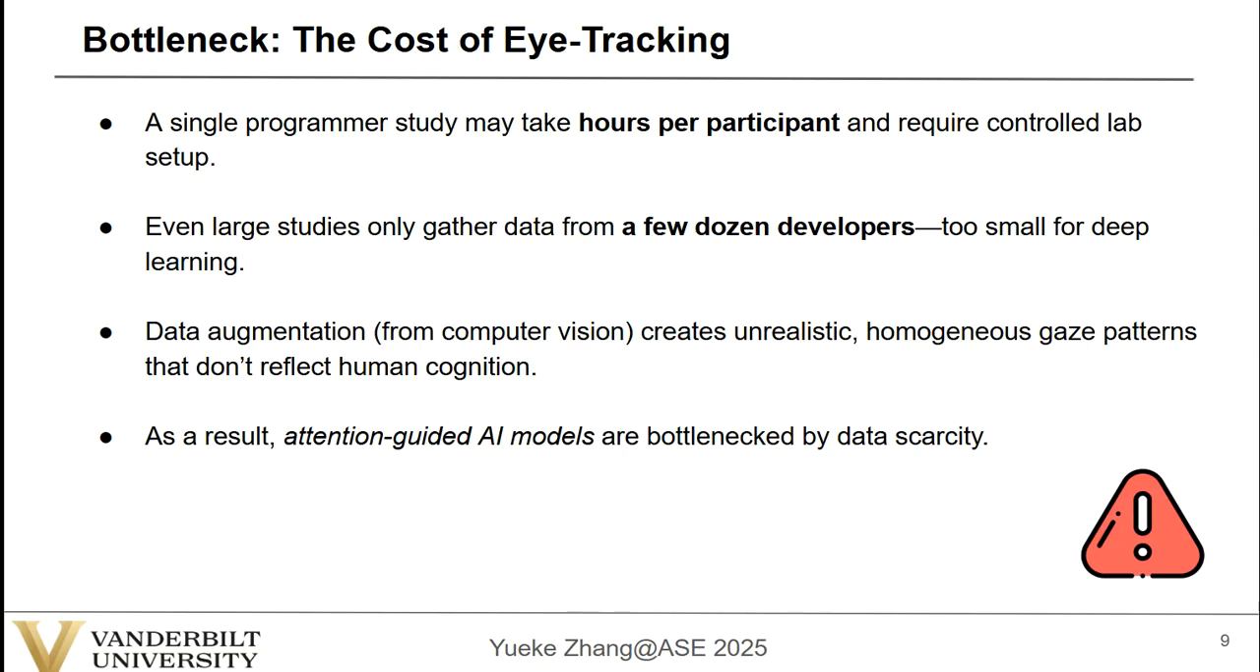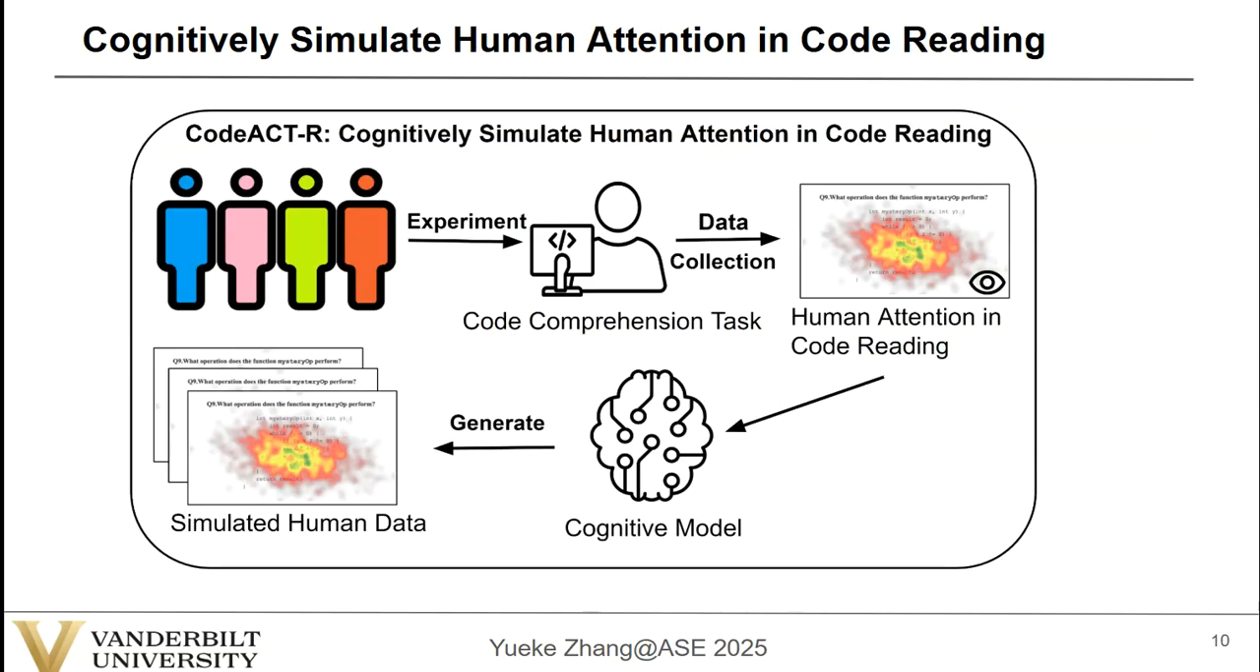For example, imagine training a model on how humans read code, but you only have 40 snippets. That's like trying to train an LLM with one chapter of text. So we take a different path. In our approach, we simulate human attention during code reading based on cognitive simulation. We base it on a cognitive framework called ACT-R, and this gives us human-like attention at scale.